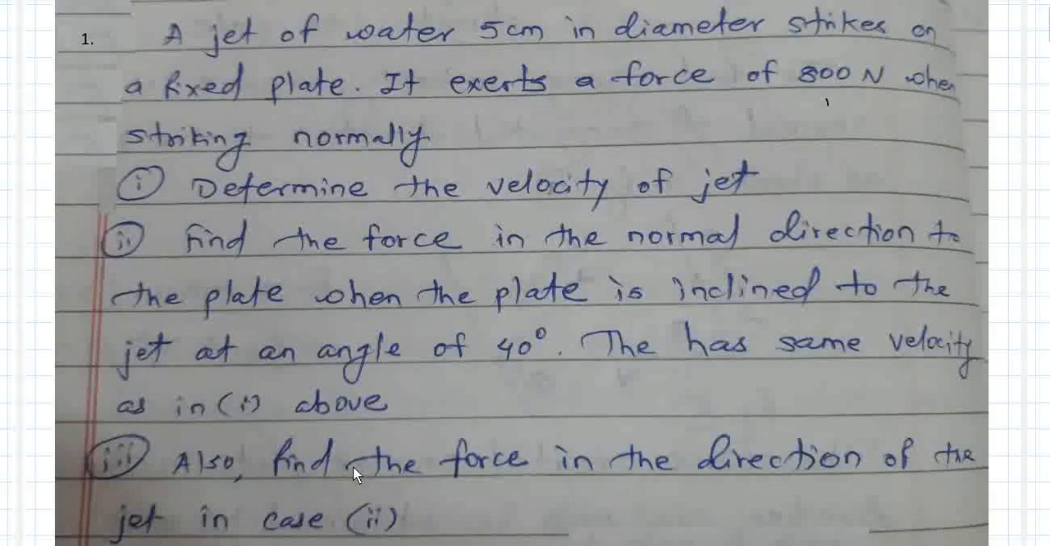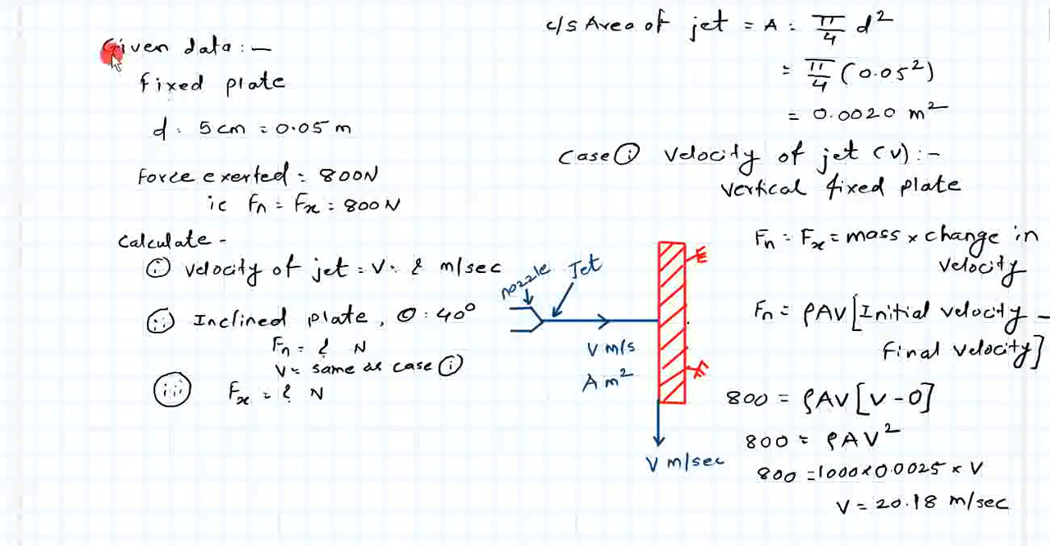Third, also find the force in the direction of jet in case 2. That means we have to calculate the force in the direction of the jet, in the x direction, for case number 2. When the plate is inclined, at that time what will be the force exerted in the direction of the jet. So before starting, we write down the given data.